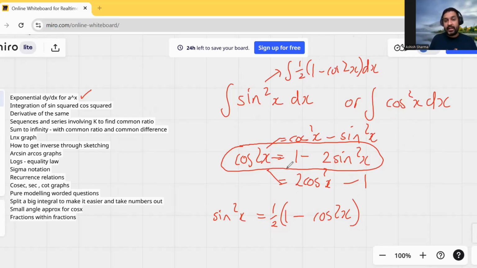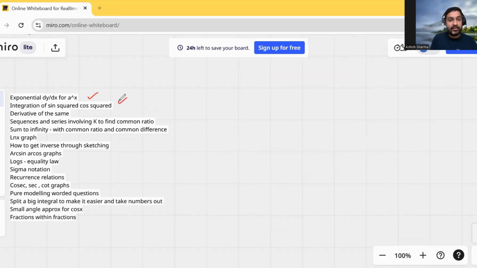Okay, and you can do a similar sort of process for cos squared x. You would go, okay, can I make cos squared x the subject with the cos 2x, and then you're going to have to rewrite that. So don't forget, you can't directly integrate sine squared x or cos squared x. You have to use a double angle formula there. So yeah, those two are now covered.